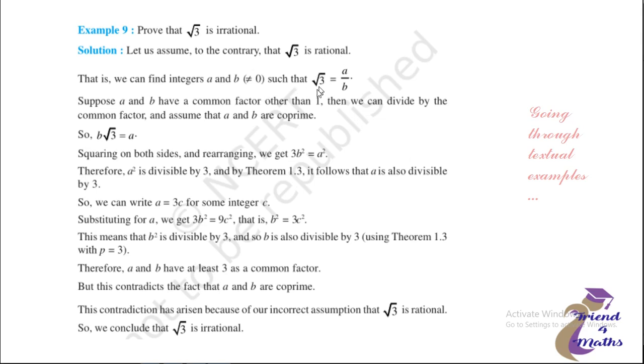If root 3 is a rational number, it can be written in the p by q form, and we are just taking r by s as in the previous case, and cancelling their common factors, we get root 3 is equal to some integer a by b, and now these a and b are co-prime to each other. They have no common factor other than the number 1. Now taking this equation, b root 3 is equal to a, and squaring both sides, the square of root 3 is 3. Here b square and here a square, and we get 3b square is equal to a square.